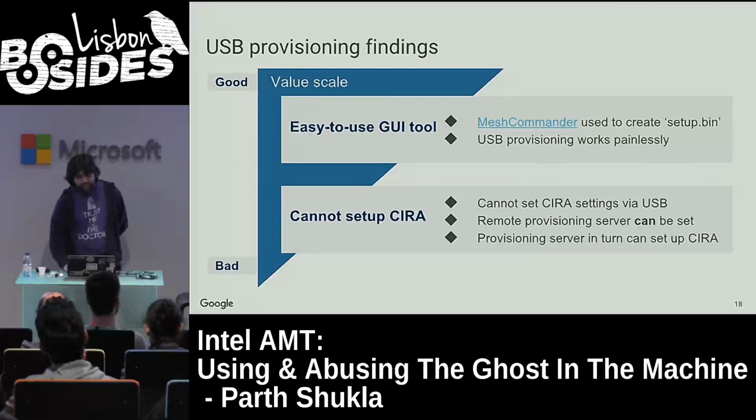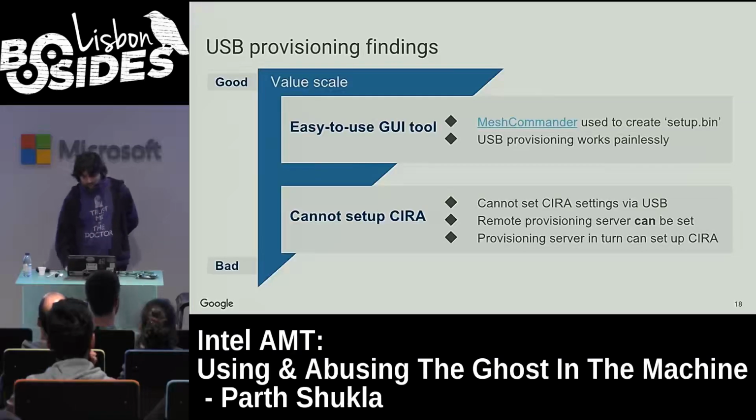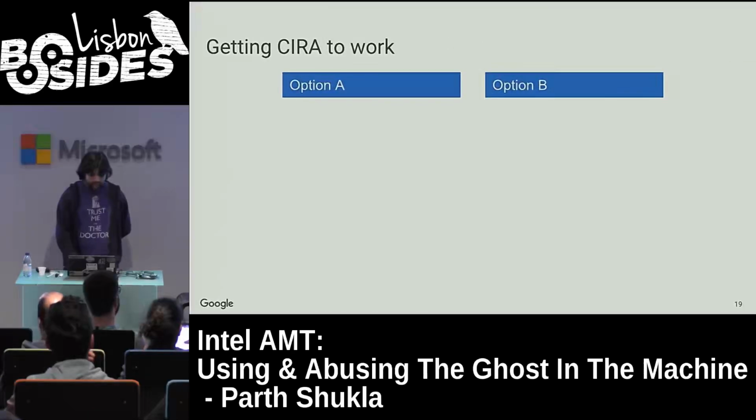But the downside was I could only set a very limited number of settings via USB. And the one setting I could not set that I really wanted to set was CIRA. But what I could set through USB was a remote provisioning server, which what it does is that AMT will call out to a remote provisioning server and ask for more settings, which could include CIRA. But I can't set up CIRA directly. So this makes life a little more complicated than I wanted, but that's what I was stuck with.